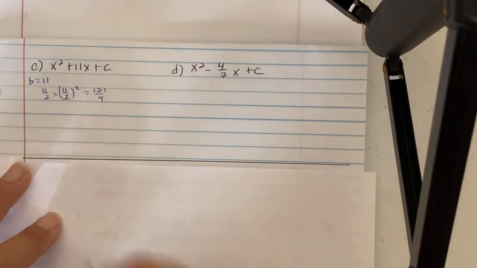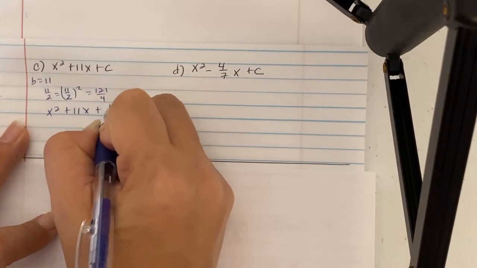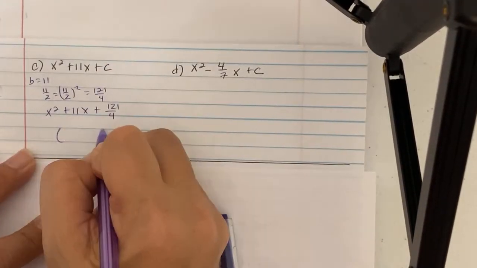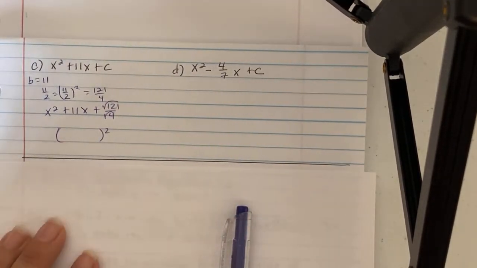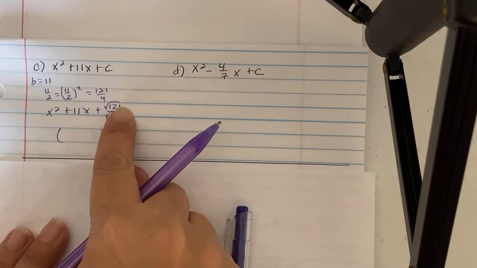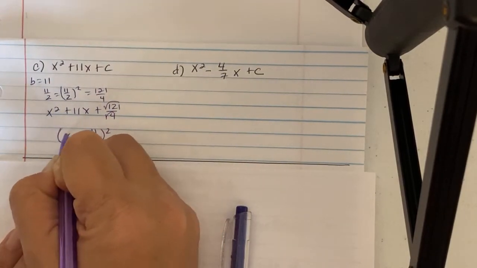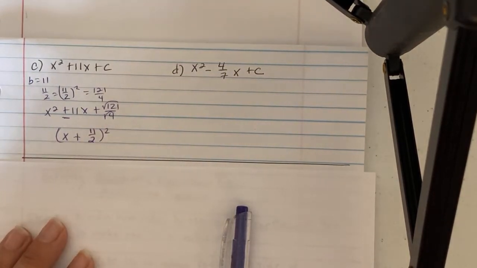So you're going to rewrite your problem to say x squared plus 11x plus 121 over 4, and then collapse it, because we squared this value on the end, which is 121 over 4. The square root of 121 is 11, and the square root of 4 is 2. So you write 11 over 2. You bring your x, the sign in the middle is a positive sign, and it becomes a plus sign.